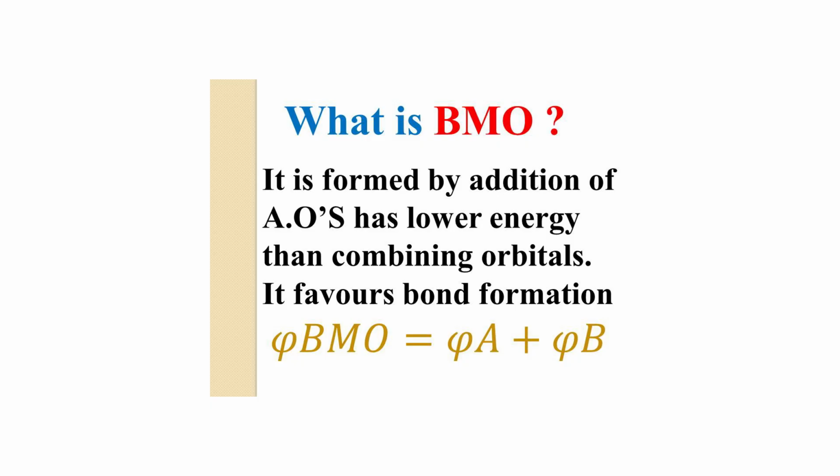Then what is BMO? Bonding molecular orbital. Can you define bonding molecular orbital? It is formed by addition of atomic orbitals and has lower energy than the combining orbitals. See the slide. It favors the bond formation. That is, psi BMO, the wave function of the bonding molecular orbital, is equal to psi A plus psi B. That is the bonding molecular orbital formed by addition of orbitals.